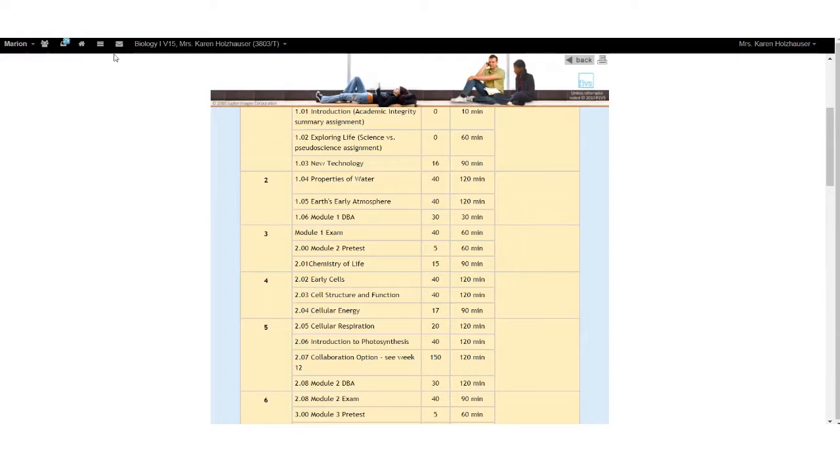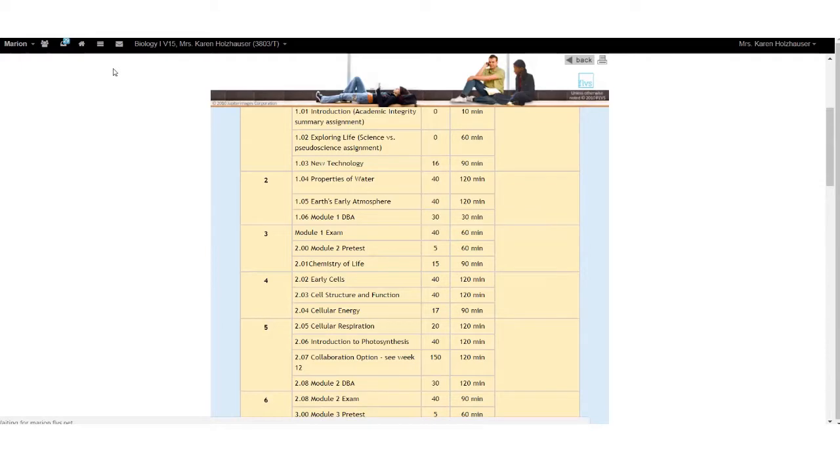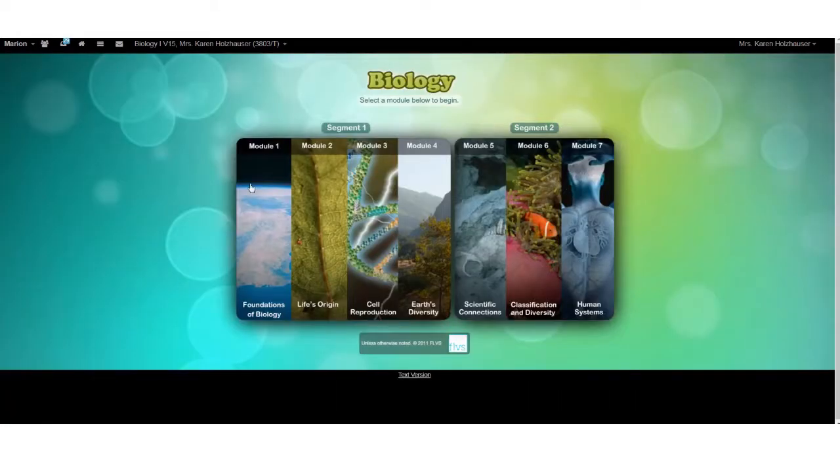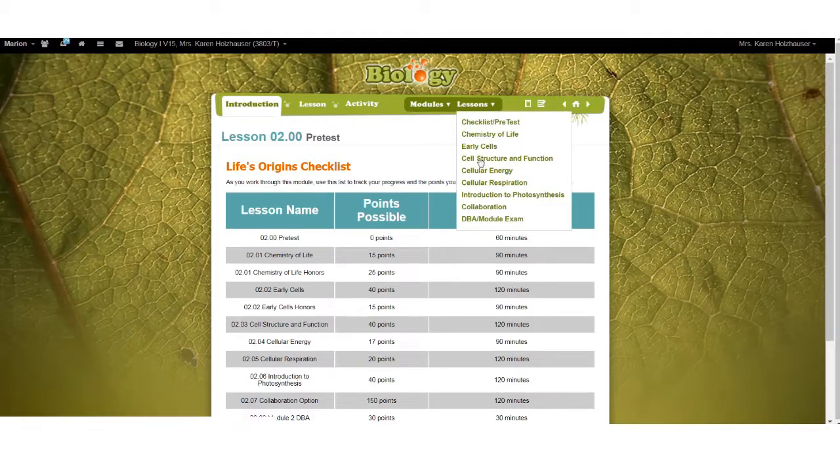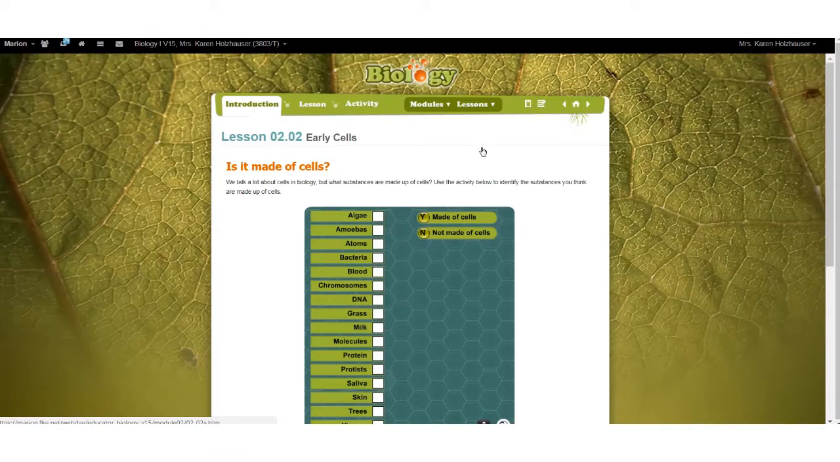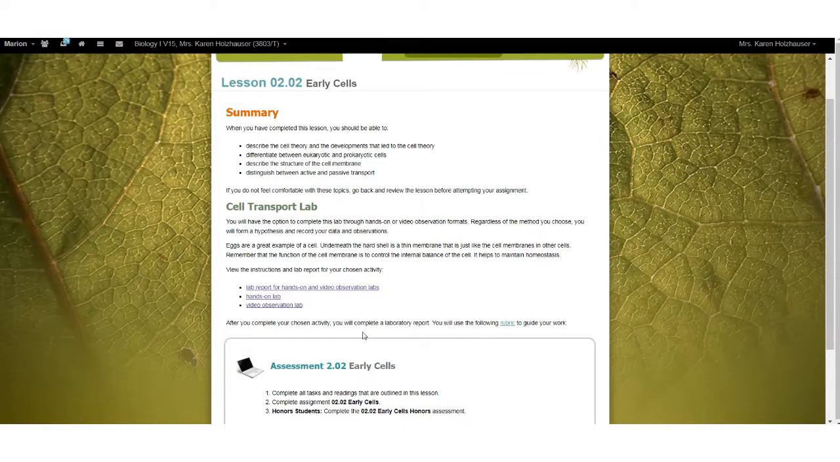So let's start with 2.02, early cells. That is a lab. However, you don't need to do the lab. There is a little video that you can get your data from, and they give you a choice. Alright, so let's go there, and there we go, early cells. So it'll go through a lot of the basic stuff. I am going to just skip to the activity. Please don't do that. Make sure that you have good notes for all the lessons. But I'm just going to kind of give you the heads up with some of these things.